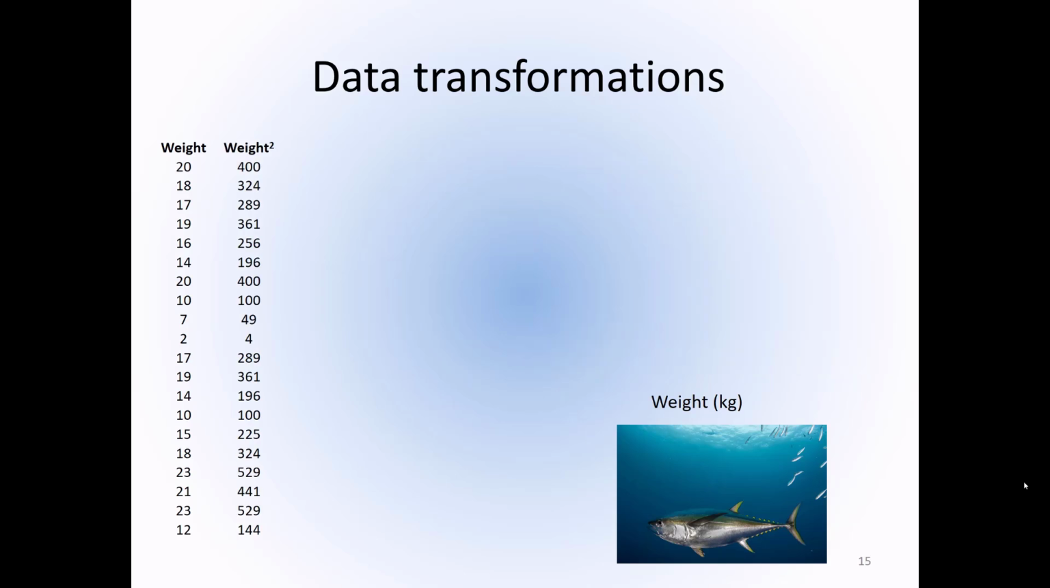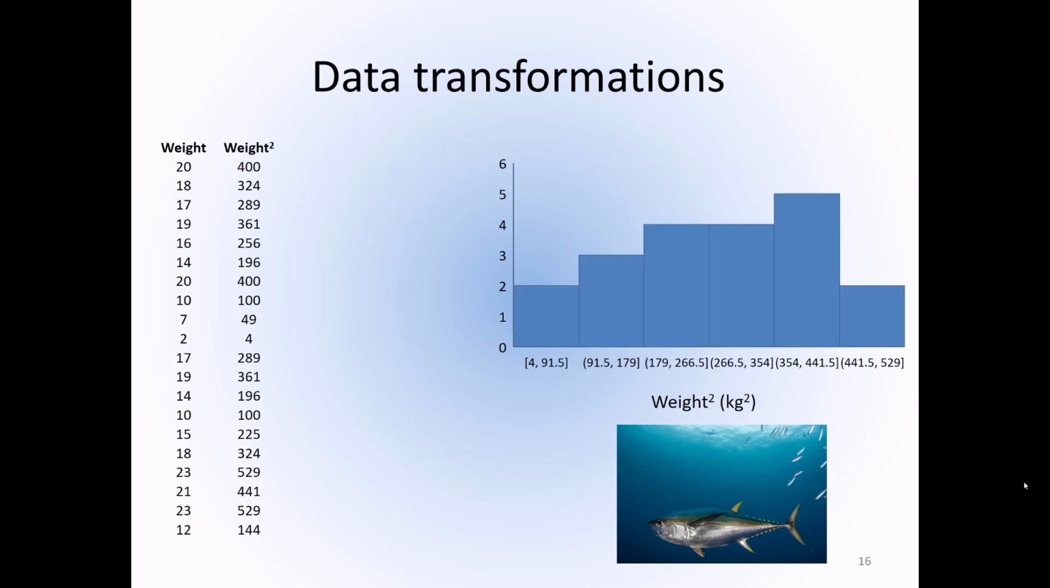So we can square our data, and then we can see how this affects the distribution of our data set. What we notice is that it looks much better. It's not perfect, but in this case, we would say that our data are now normally distributed, and we can then use any of our parametric tests: ANOVA, t-test, linear regression, correlation.